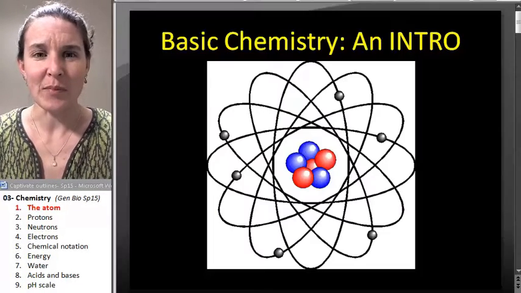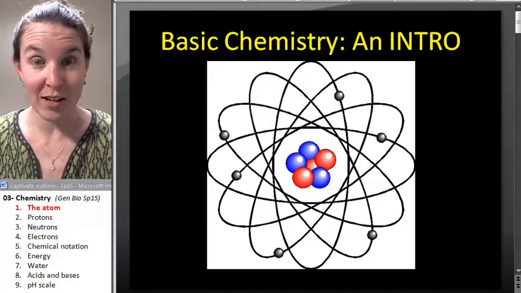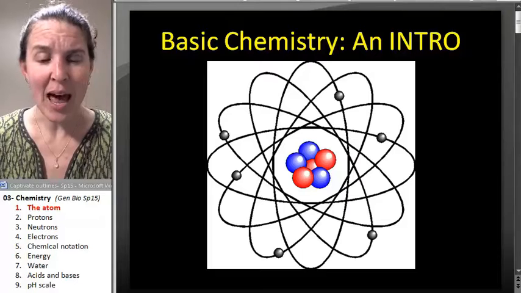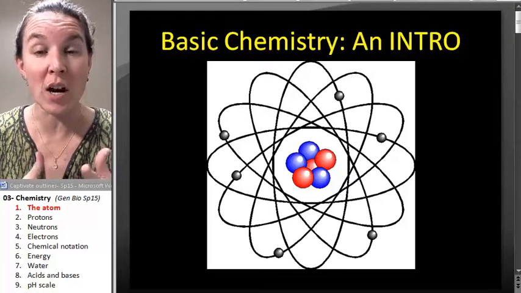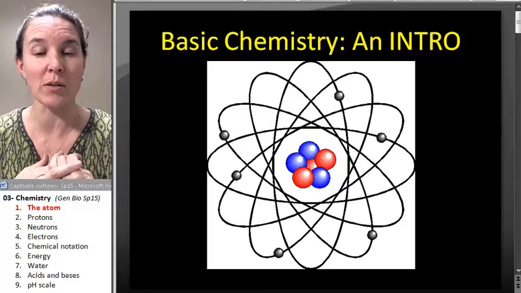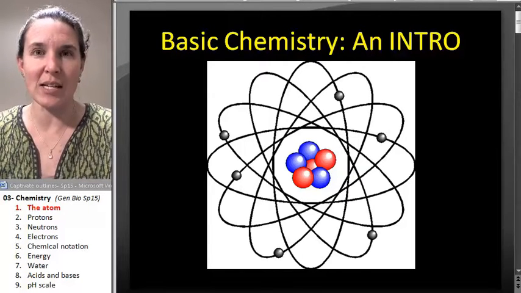What's an atom? There it is. That is a totally inaccurate image of an atom. Atoms are composed of subatomic particles. We are going to talk about 3 of those subatomic particles, but I'm not kidding you, atoms are tiny. Like, they're crazy tiny.